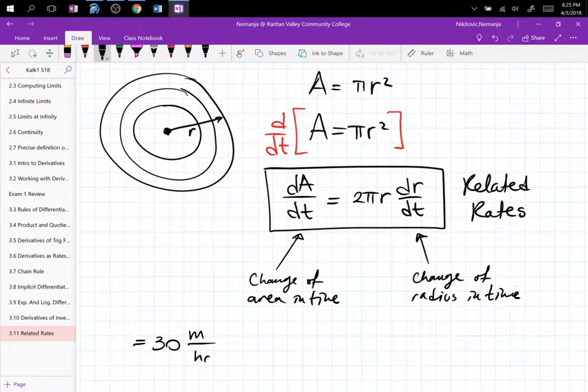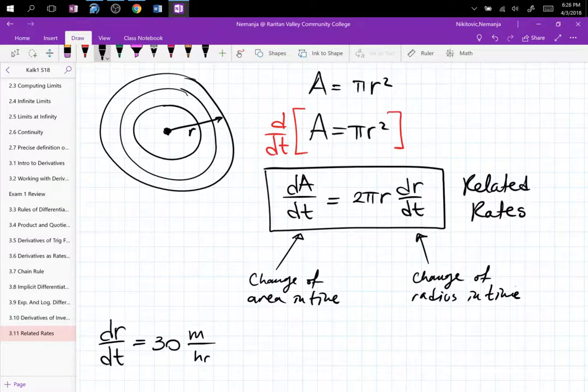So what is the variable over here? What do I get to put? dr over dt. Very good. dr over dt. Radius is length. It's a one-dimensional length. Therefore, because meters are given, right? So that's 30 meters per hour.